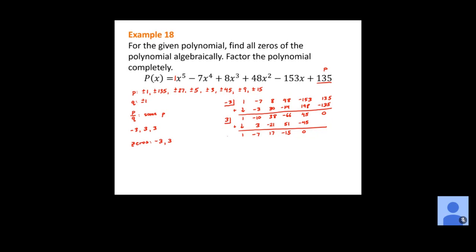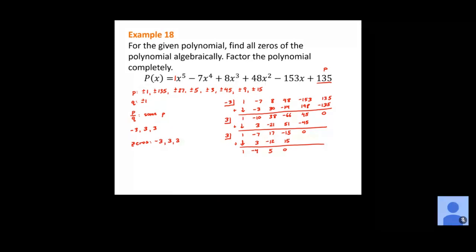3 again, right? Since it bounced at 3, that's why that was important. We're going to go ahead and test +3 one more time. Bring down the 1. 1 times 3 is 3. -7 plus 3 is -4. -4 times 3, -12. 17 plus -12 is 5. And then 5 times 3 is +15. Remainder of 0. So now we know that 3 is a double root, right? So that one happens twice.